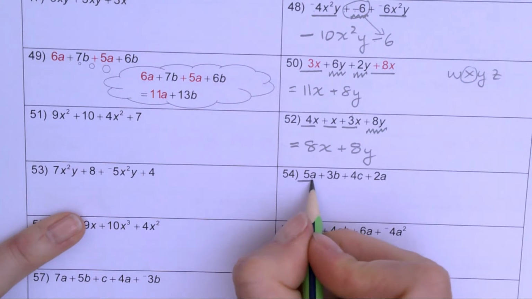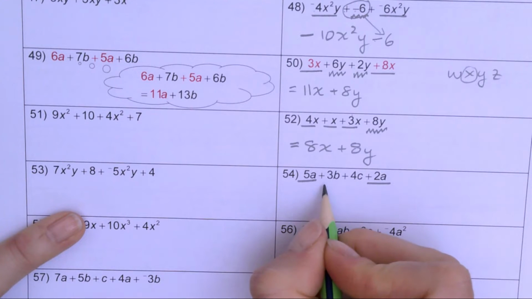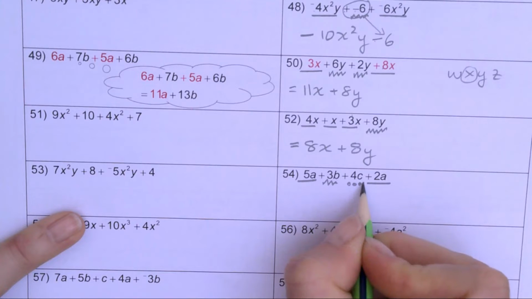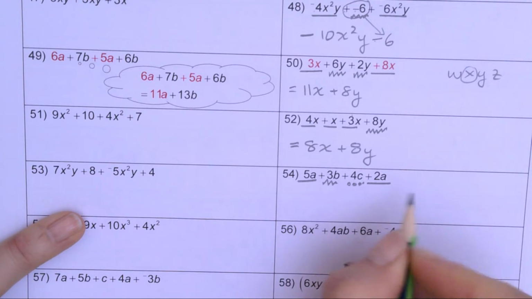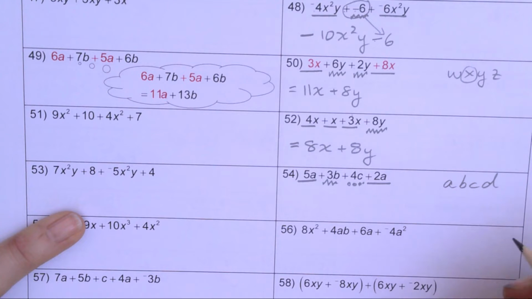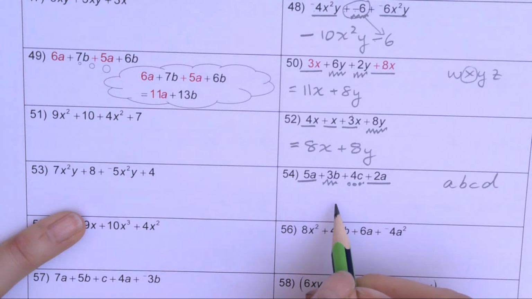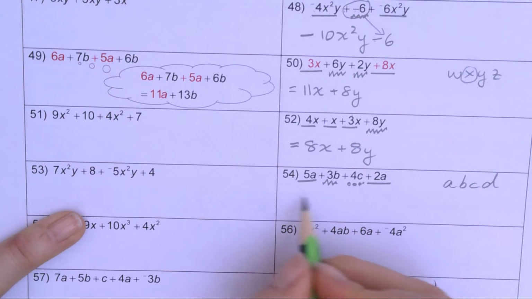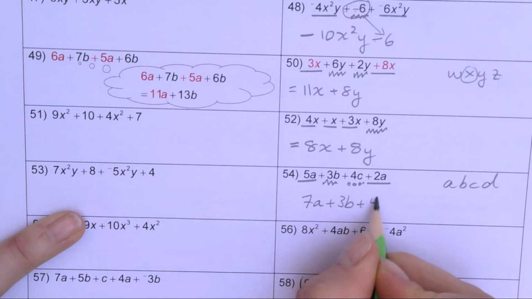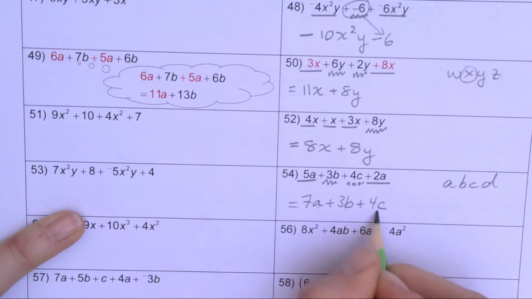5 apples, 2 apples. Oh, I need different lines here because look, this is a B and the C. They can't go together. So what would be first? A, B, C, D. Okay. So A, 5 plus 2 is 7, plus 3B, plus 4C. So A, B, C.